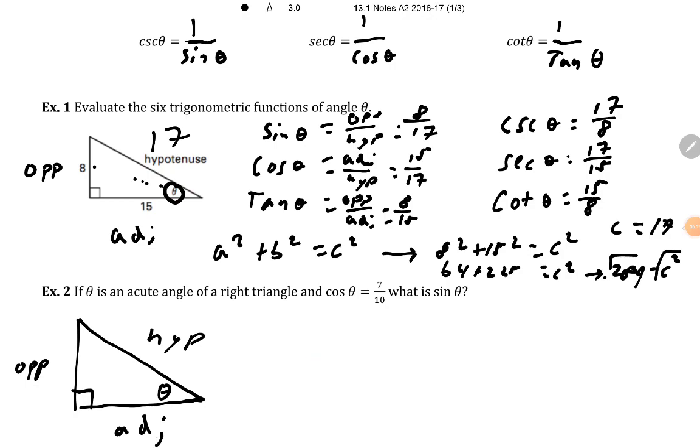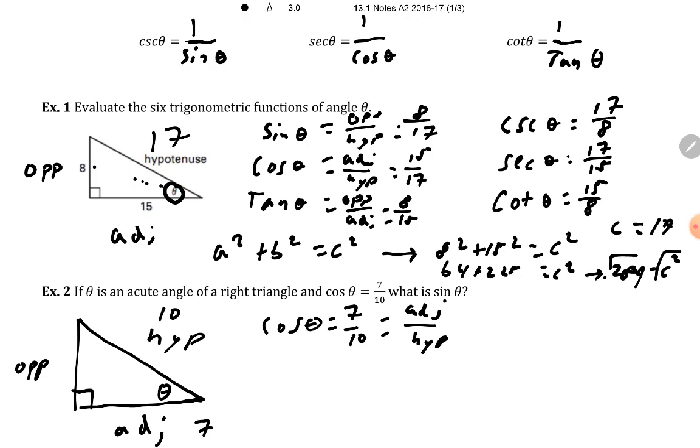Okay, so we look at theta, and we label our sides. They tell us that cosine of theta is 7 out of 10, but remember this is also adjacent over hypotenuse. So my adjacent side is 7, my hypotenuse is 10.